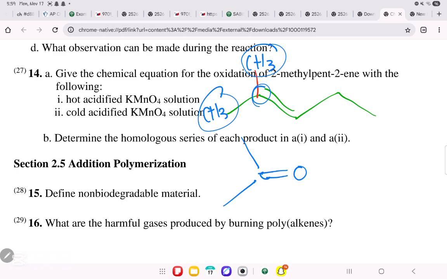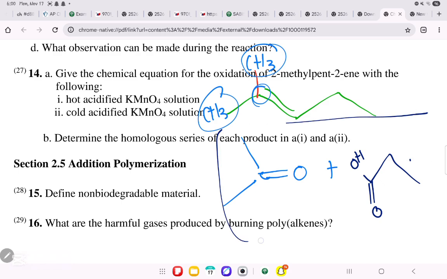In addition to anything remaining. So what's left is 3 carbons, 1, 2, 3. Oh no, I drew it wrong. 1, 2, 3 carbons left. On this carbon we will have an OH, and on this same carbon a double bond O, and then on this carbon we'll have H2, and this carbon will have H3. So this is the product with hot acidified KMnO4 solution.